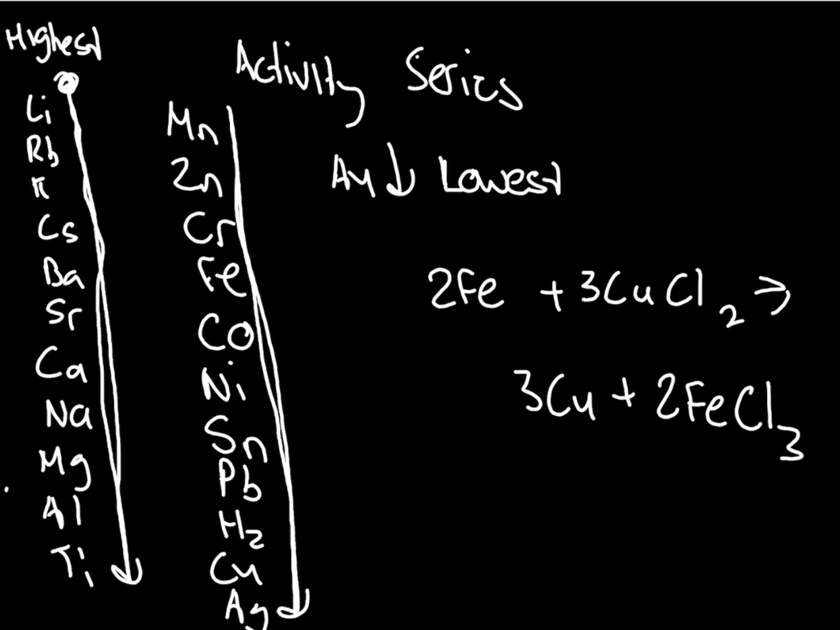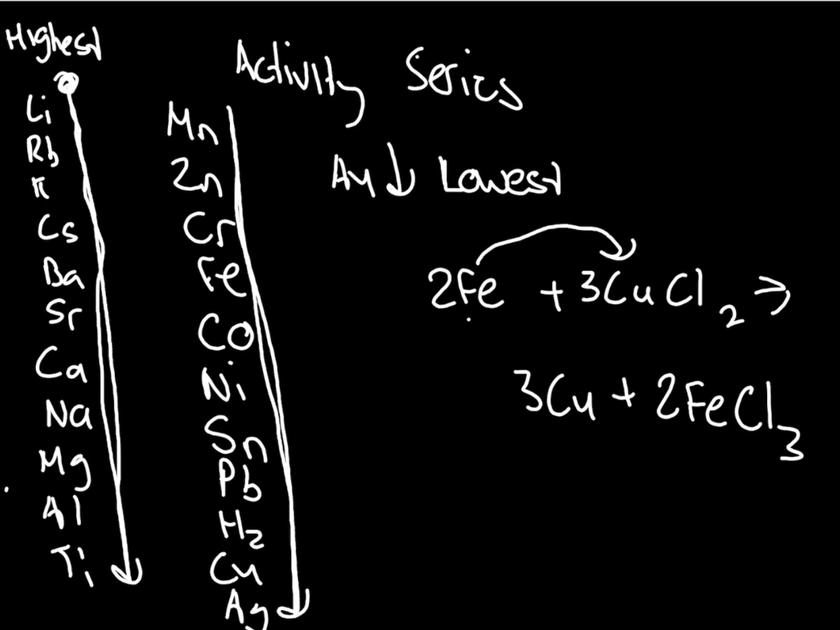The reason why the Fe atom can swap places with the Cu atom is because its spot on this activity series is higher than the Cu spot on the activity series. Do you see? So the Fe atom is on a higher position than the Cu metal. So you would say that because the Fe atom is more active than the Cu atom, it is able to react, and it would be able to do the single replacement reaction.